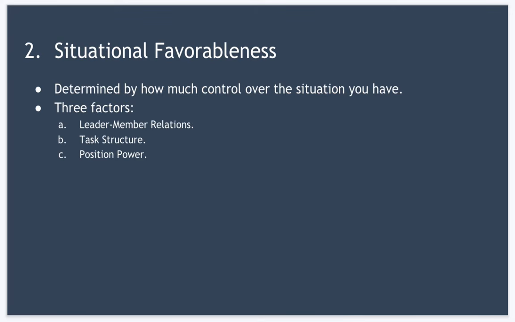Next, we have task structure, and this factor measures the tasks that need to be performed. Are they clear and precise, or are they more vague? Now, vague tasks decrease the favorableness of the situation, whereas concrete tasks increase the favorableness of the situation. And finally, we have position power, and this is determined by your authority, meaning the power you have to reward or punish your subordinates. Now, as you might expect, having more power increases the situational favorableness.